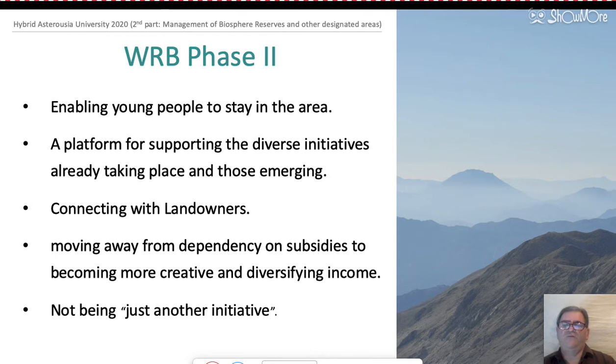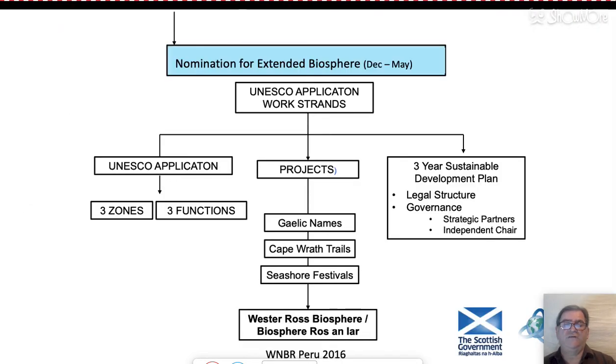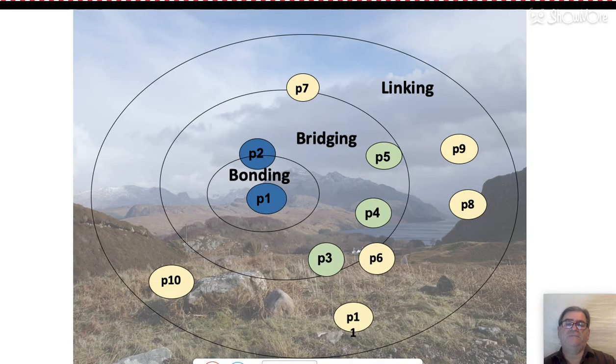We needed to connect with the landowners, something very important in the local context in Scotland, and move away from subsidies, hence the idea of businesses and social enterprises, and that this had to be long-term, not just another initiative, and involve people. So this is what we delivered within 12 months for under £100,000, so about €120,000, and that was presented to the Scottish Government in Paris and ratified in Peru in 2016.